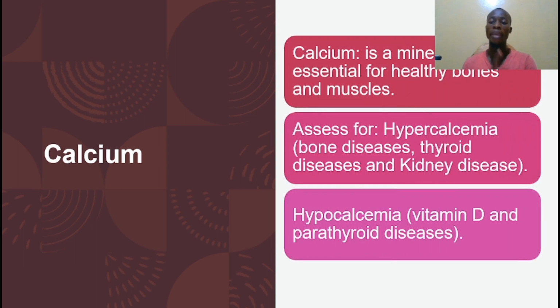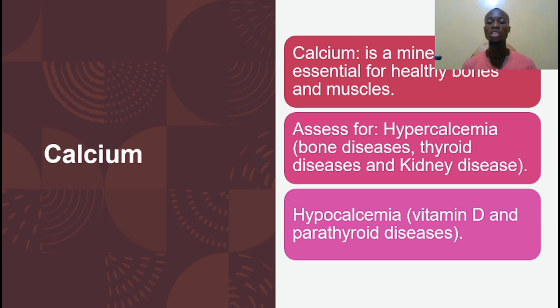So calcium is the next one, and calcium is a mineral that is essential for bone and muscle growth. So why do we order calcium within the BMP test? Calcium is ordered to analyze, one, the activities of muscle contraction, muscle activity, and also to know how healthy that person's bone is, because that falls under metabolism.